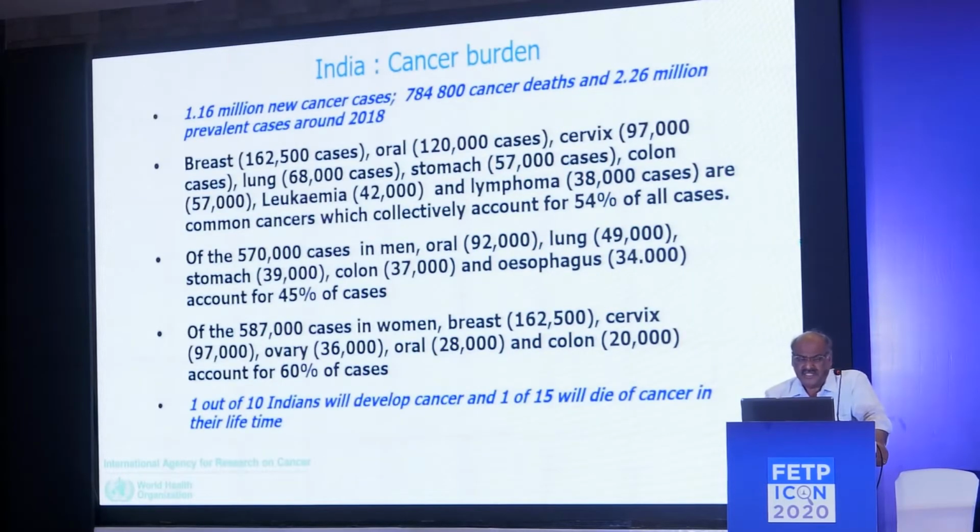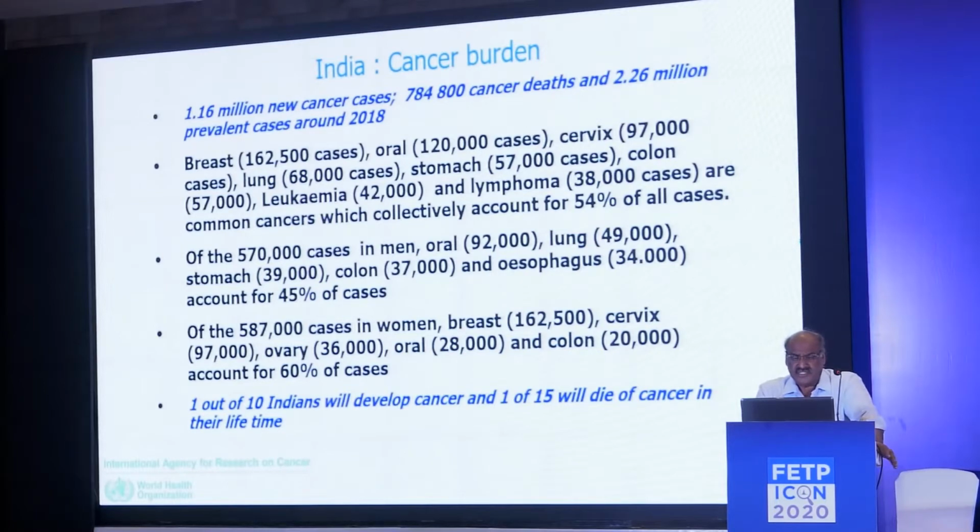And if you see, based on the data, this is much more real, much more precise. India accounts for about 1.2 million new cases and about 784,000 cancer deaths. And at any given time, we need to care for almost 2.25 million prevalent cancer cases. And then our pattern is very, very interesting.